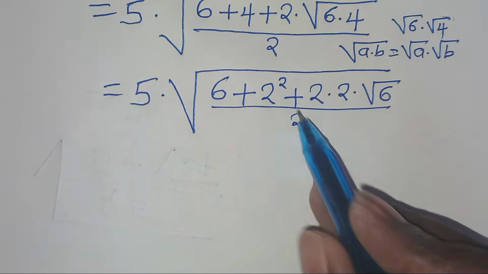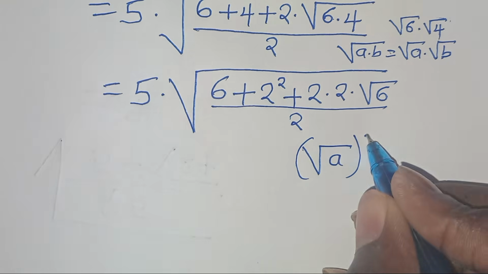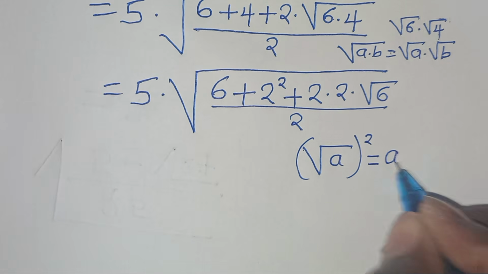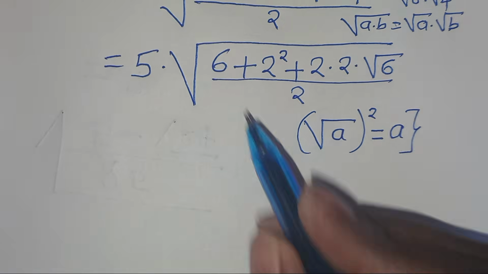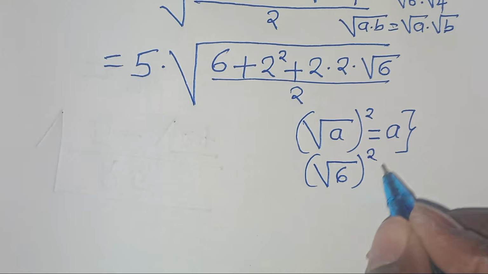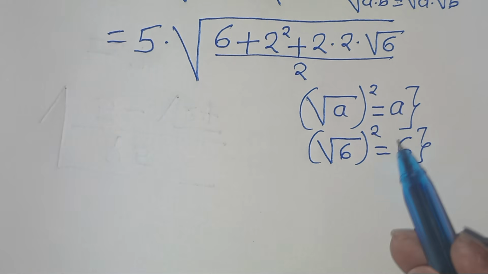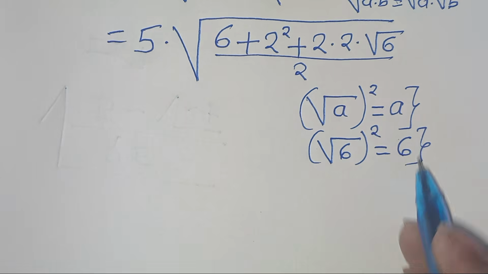The next step from here, we have that the square root of a raised to the power of 2 is the same thing as a. This means that we can express the square root of 6 raised to the power of 2 as 6. So let's substitute where we have 6 with the square root of 6 to the power of 2.